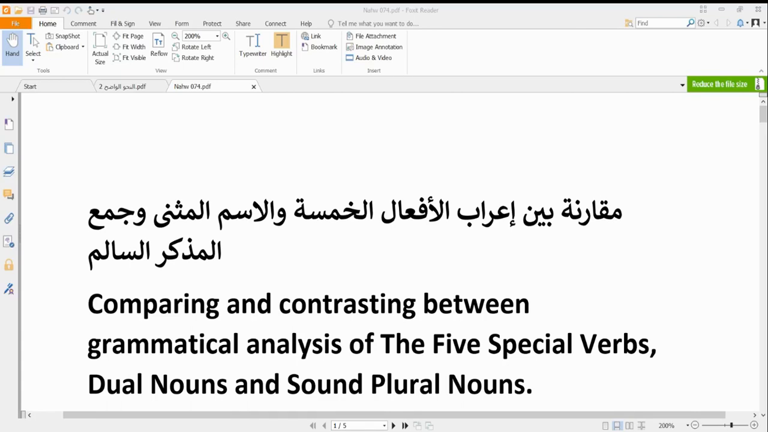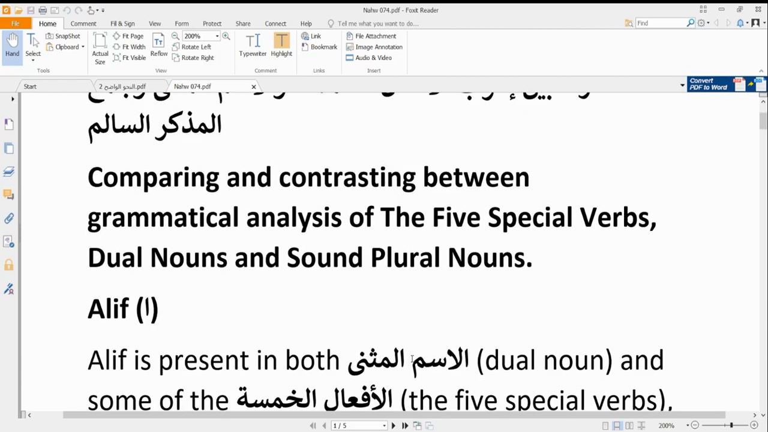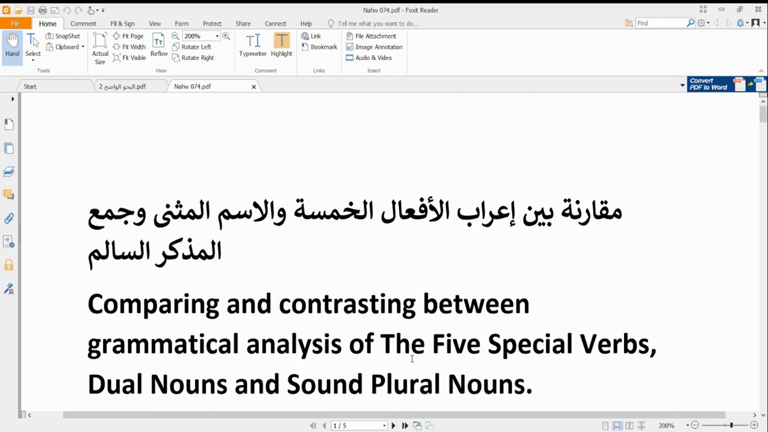noun. The importance of treating this topic is that it is easy for a student to mix up the I'rab of these separate but similar types of words in Arabic. That is why we are going in depth, going the extra mile, to explain the differences between them. So we look at the differences between the Af'alul Khamsa and Ism al-Muthanna.